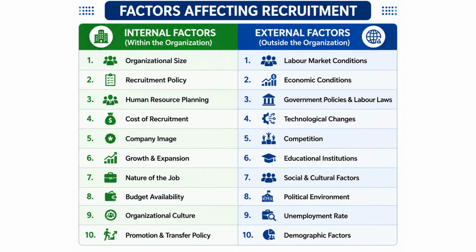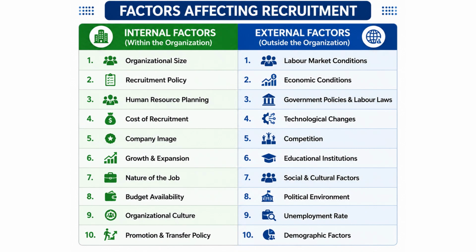Third is human resource planning. The HR plan helps to estimate how many employees will be needed in the future. Good planning prevents employee shortage or excess staffing. For example, a retail company is planning to open 5 new stores next year.